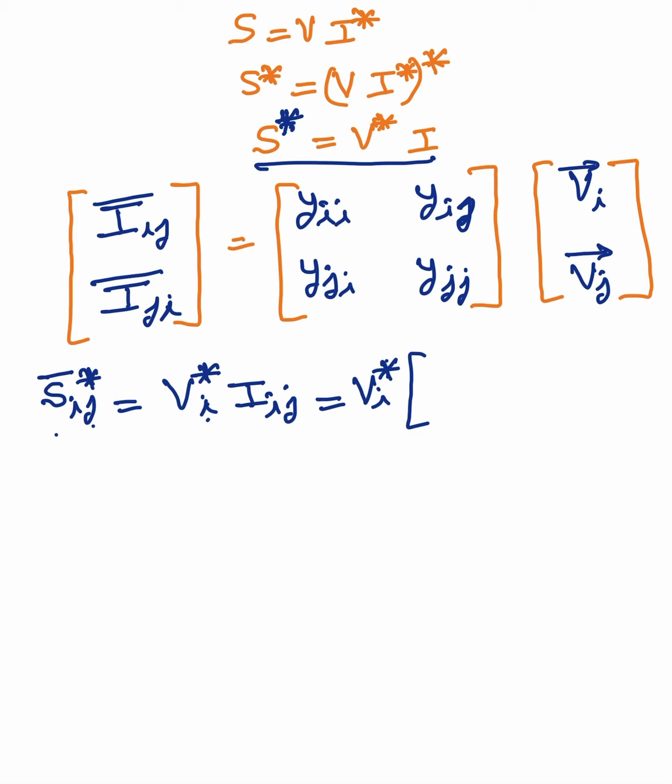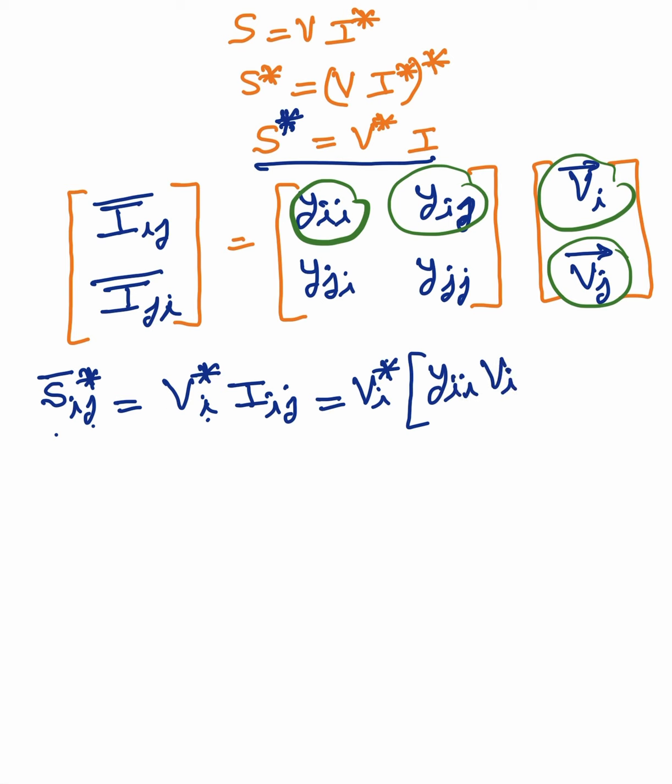You can simply multiply: YII multiplied with VI, and YIJ multiplied with VJ, and add them. So you can write YII VI plus YIJ VJ.